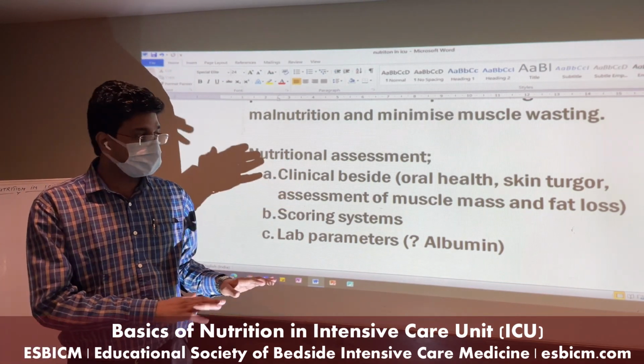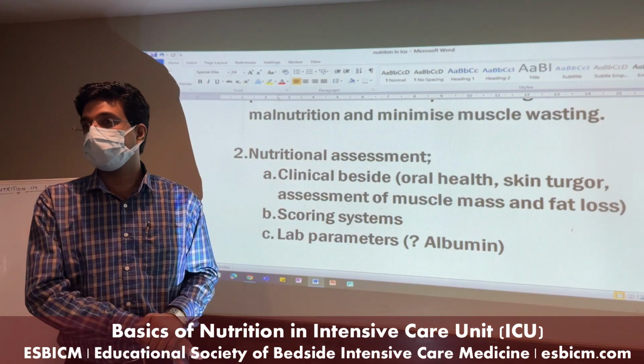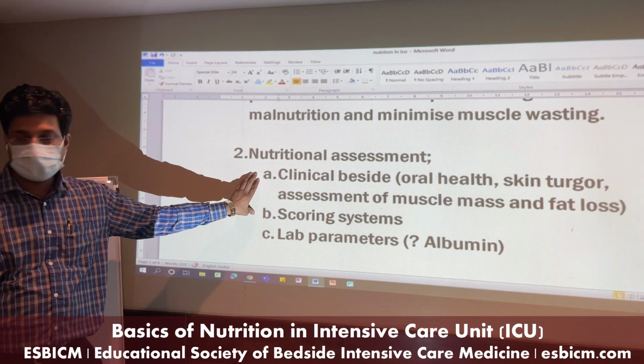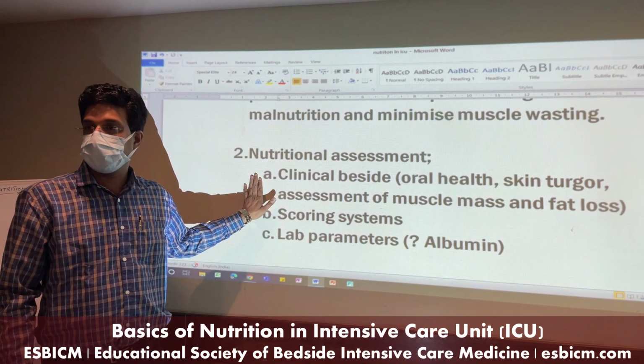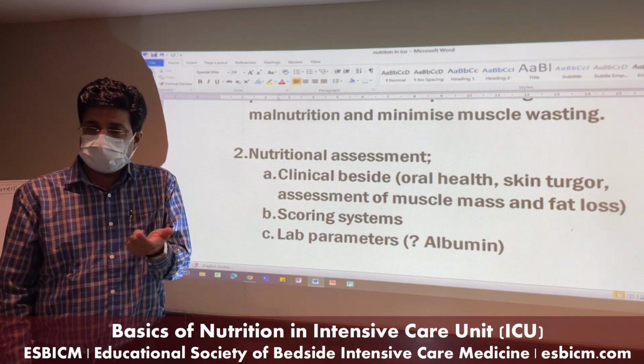So, albumin per se doesn't have any nutritional value in assessing the nutrition status of the patient. So, albumin should not be used. So, what are we left with? We are left with your bedside clinical judgment of the patient. So, bedside judgment depends on how you do it.